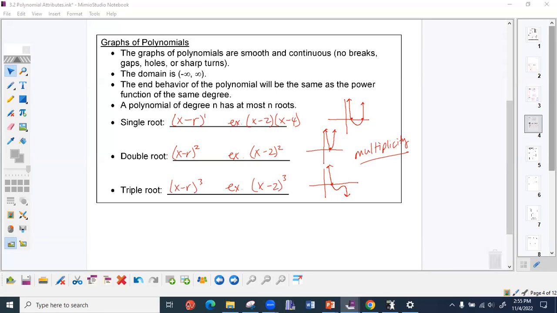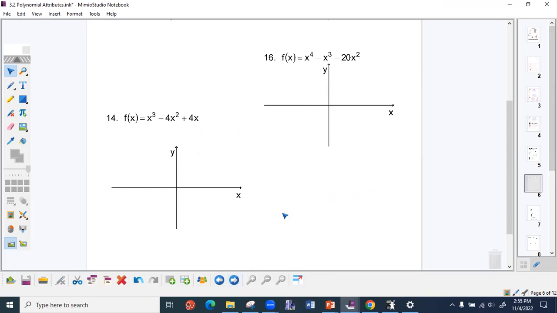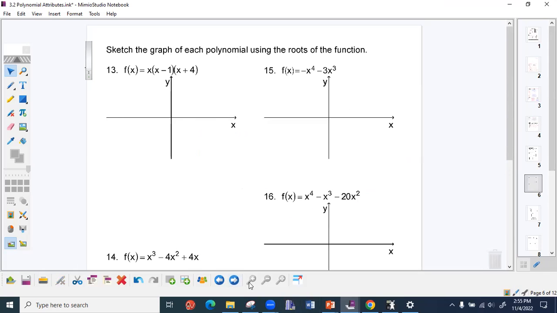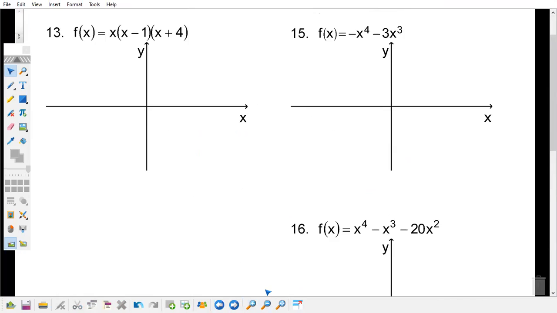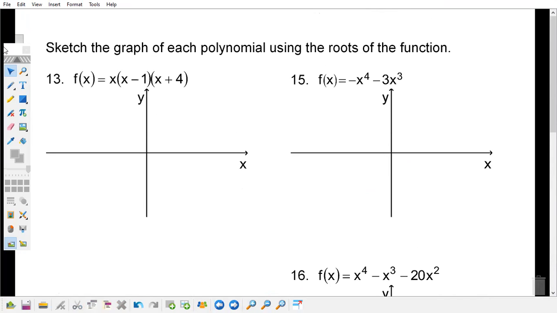So we're going to be using this information to graph. The key thing that we're going to focus on is finding your factors and creating the graphs, okay? So here we go. Up here. Where's that? On the back of your notes from yesterday?